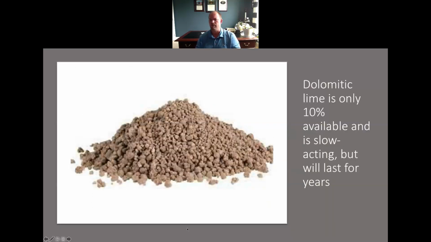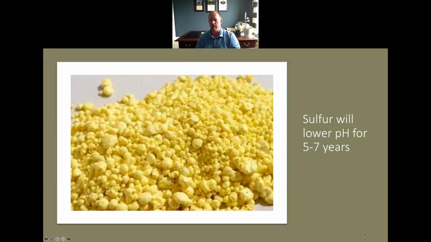The other form of lime that we see readily used out there is dolomitic lime. This one is only 10% available. It's very slow acting, but it will last up to years once it's present in the soil. So we use lime to raise a pH, but on the other side, we actually will use sulfur to lower the pH. Now, this isn't an instantaneous thing.